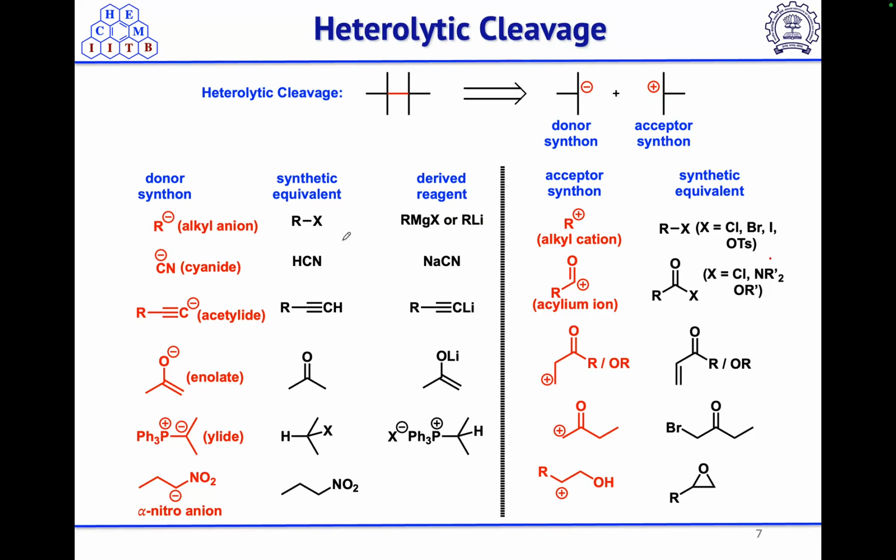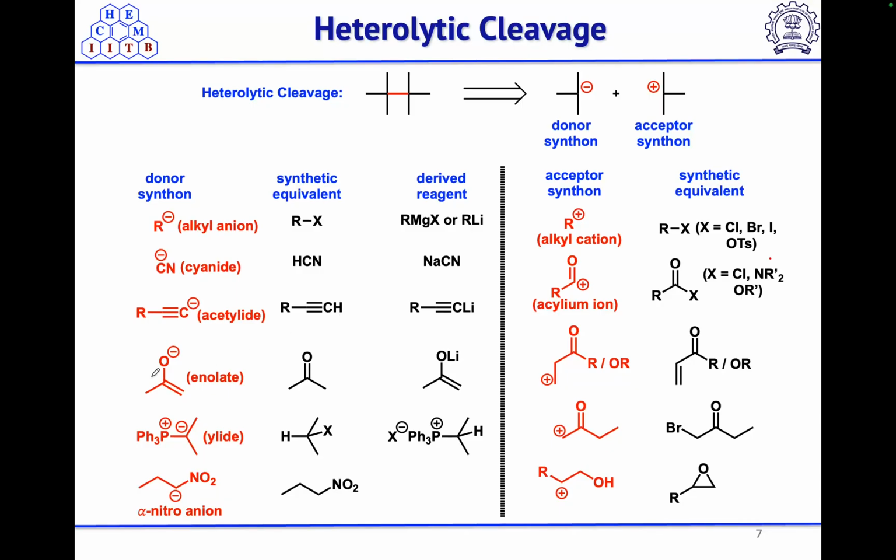If we talk about the cyanide ion, this is a donor synthon. We can get it from NaCN, and the synthetic equivalent is HCN. Also, acetylide means the C-C triple bond. If you want to generate a negative charge at the carbon of the triple bond, the synthetic equivalent is the acetylenic C-H. If you treat this acetylene with an alkyl lithium, n-butyl lithium or tertiary butyl lithium, the butyl lithium takes the proton from this carbon and gives the C minus Li plus species. This is acetylide, so you can generate acetylide from this alkyne.